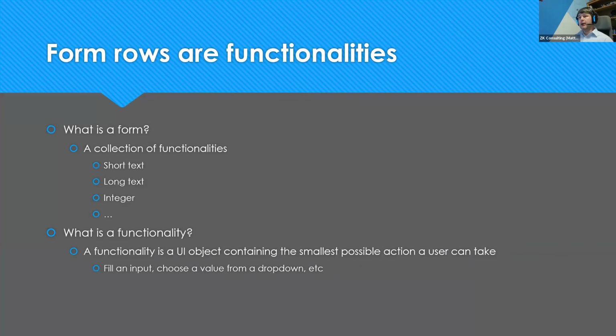Okay, so a form row is a functionality. As I just alluded to, what is a form? It's a collection of items. It's a short text for a username, for example. It's a long text for a note block. It's an integer for an age. It could be more complicated functionalities.